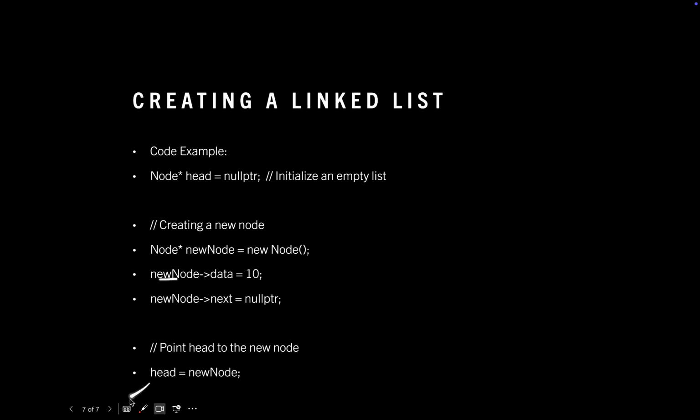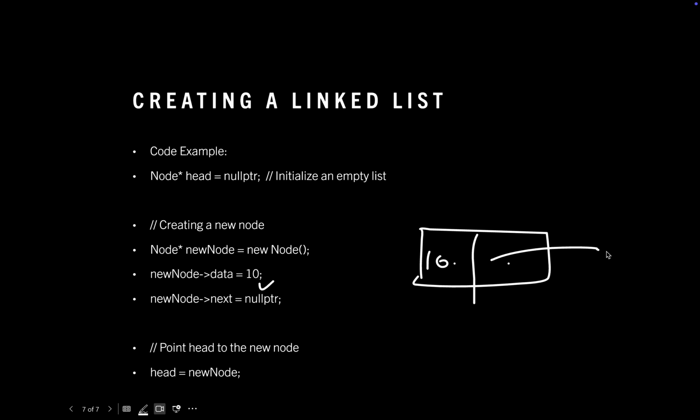In the new node, for example, this is your new node, and it has two parts: one is the data and the other is the address. The data part is 10. The new node's next pointer is null, so this pointer points to nothing. And the head pointer is pointing to this new node. You can easily see how things work in this slide.